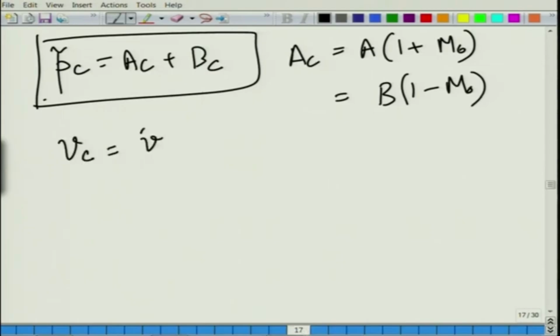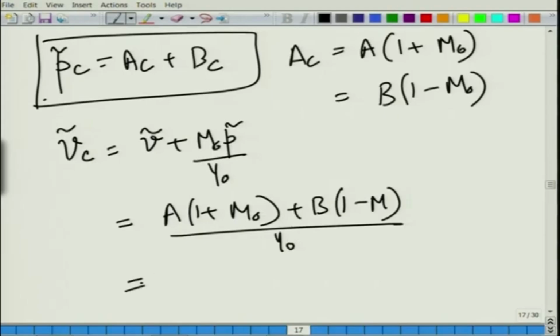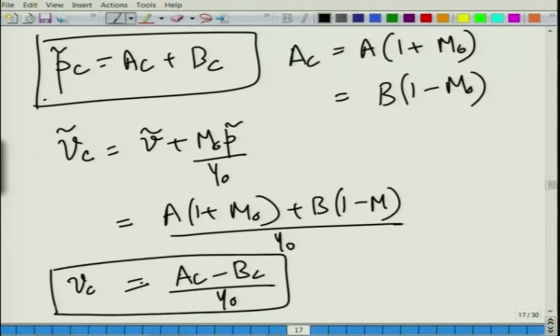Vc is nothing but V tilde and m naught times P by y naught, and after some algebra we will get this sort of a thing. So, this is AC minus BC minus y naught, where you have pretty much the same relation between AC, BC with A and B. So, they are the same, that is defined here.